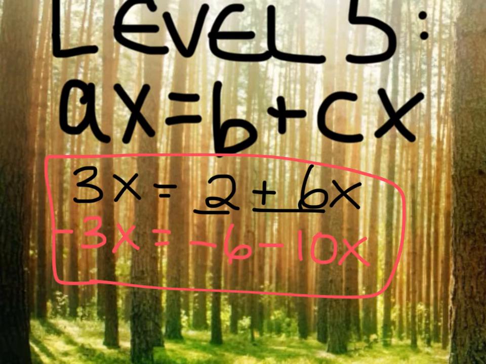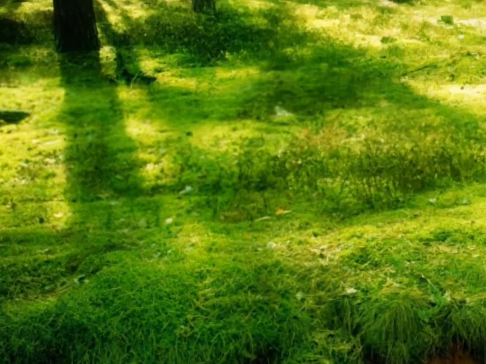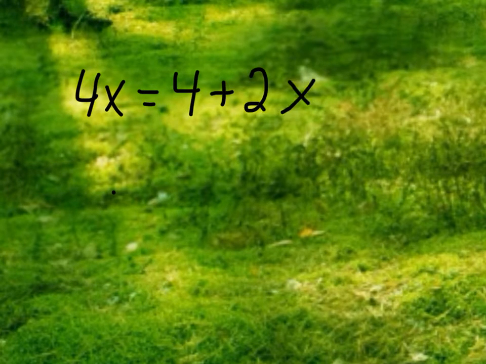So let's go ahead and take a look at an example from the handout, and I'll explain how you solve it. Okay, so let's look at question number 1. It is 4x equals 4 plus 2x. So first I want you to think about the context of what this is really saying. What this is saying is that 4 times a number is going to be the same thing as 4 plus 2 times that exact same number.